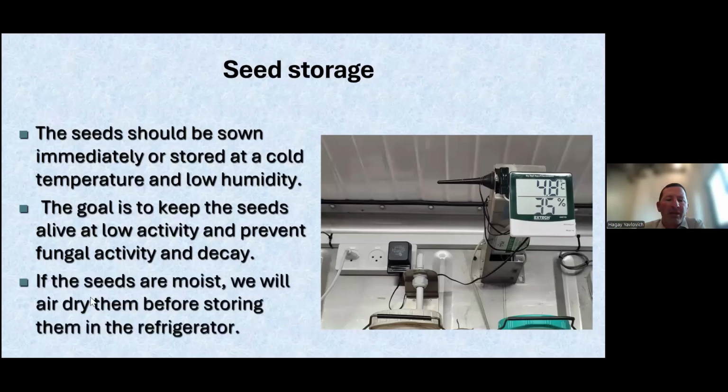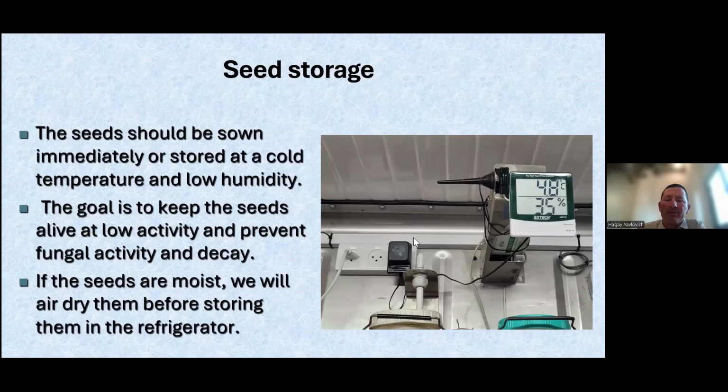Okay, and as I said, even if I state that the seeds are moist, even before I put them in the refrigerator room, I will try to dry them and not put them in the refrigerator room when they have some moisture, because they will really fast have fungal and other problems.